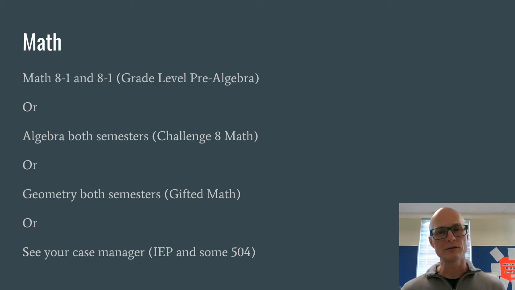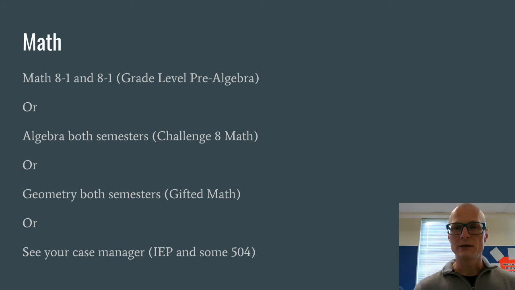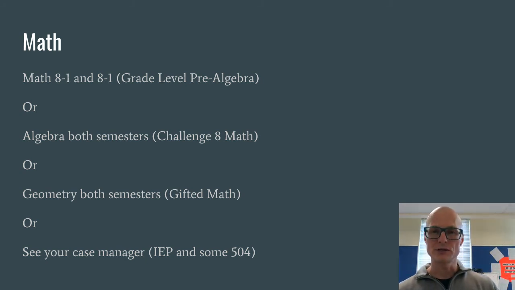If you're in the highly capable gifted pathway, you're taking geometry now, so you get to jump to algebra, and you get to jump to geometry. Make sure you've got both semesters of geometry. You can add 2 credits to your high school transcript, both algebra and geometry, later on. Or if you have an IEP or 504, see your case manager for an appropriate math class, because they offer team taught and resource room.